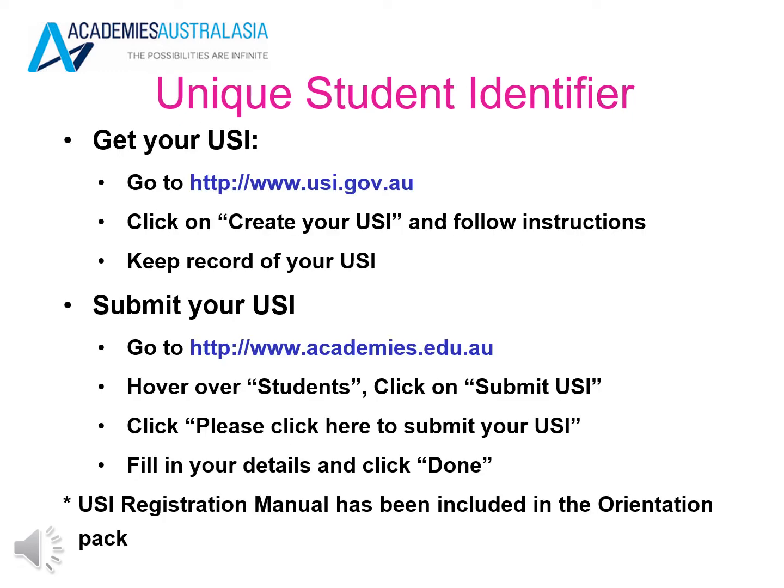To get your USI, go to www.usi.gov.au, click on Create Your USI and follow instructions. Keep a record of your USI. Then, to submit your USI, go to www.academies.edu.au. Hover over Students and click on Submit USI. Please click here to submit your USI. Fill in your details and click Done. USI registration manual has been included in the orientation pack.